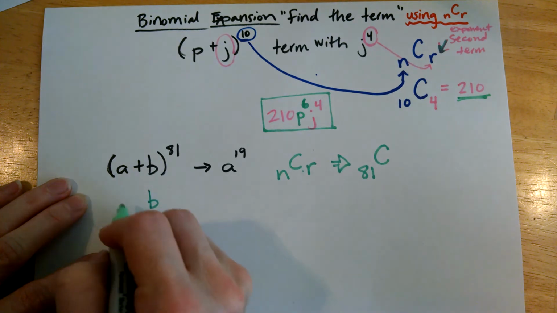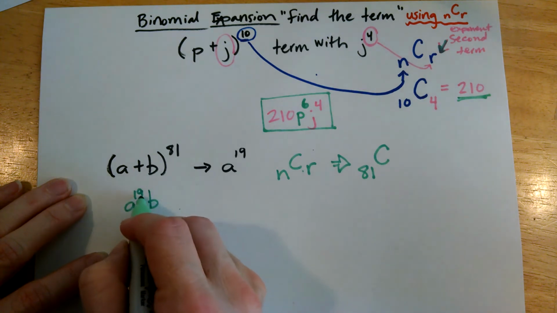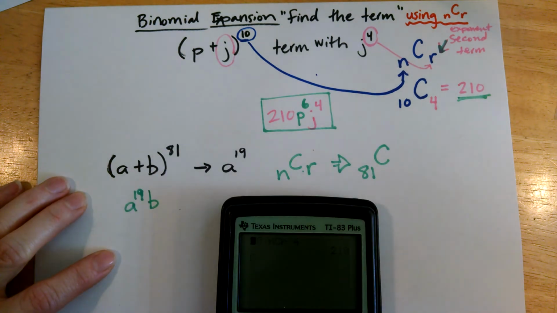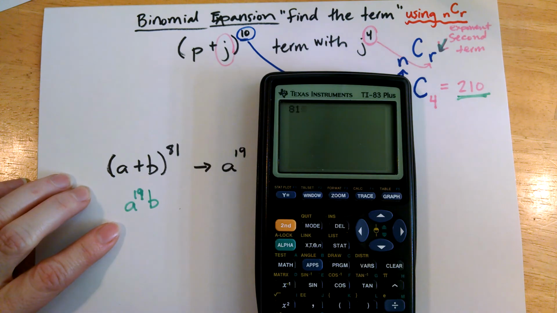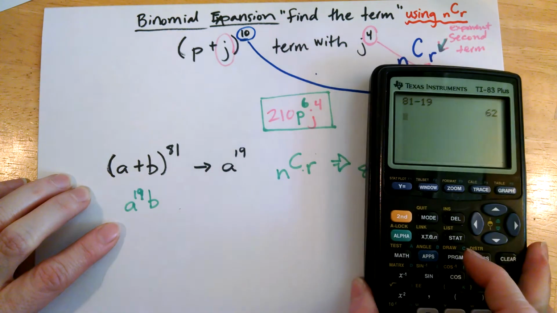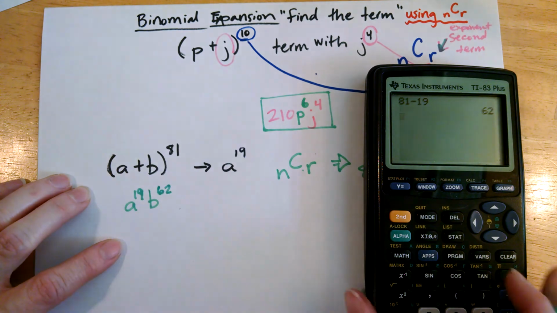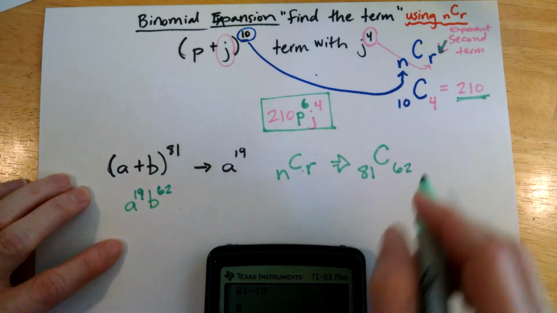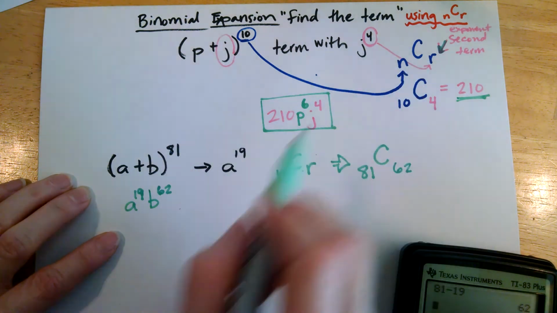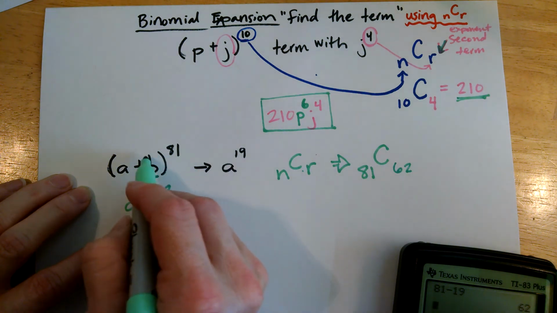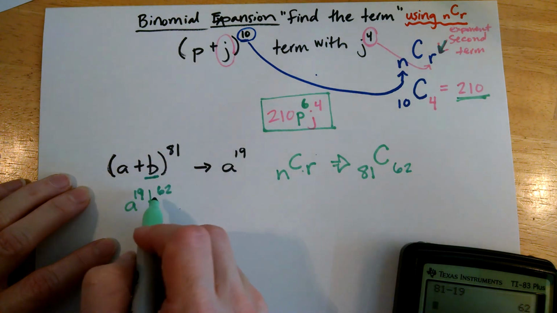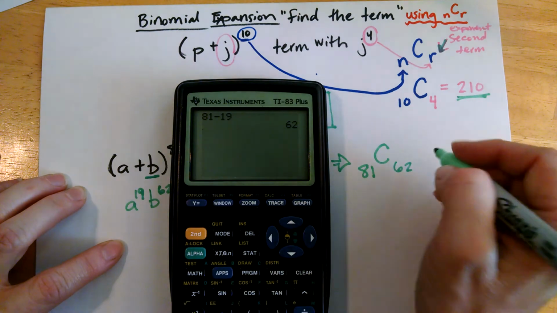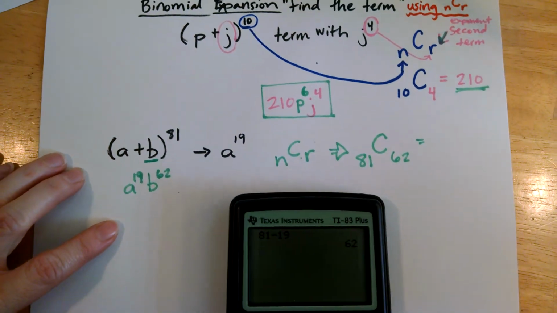So it would be b to the something. If I have a to the 19th, what would b be raised to get to 81? All you do is subtract that. 81 minus 19 equals 62. Wow, b to the 62. So that's going to be 81C62, because remember, the r relates to the second term, whatever degree that second term is going to be raised to. It's going to be 62, not 19. 19 is for the first term.